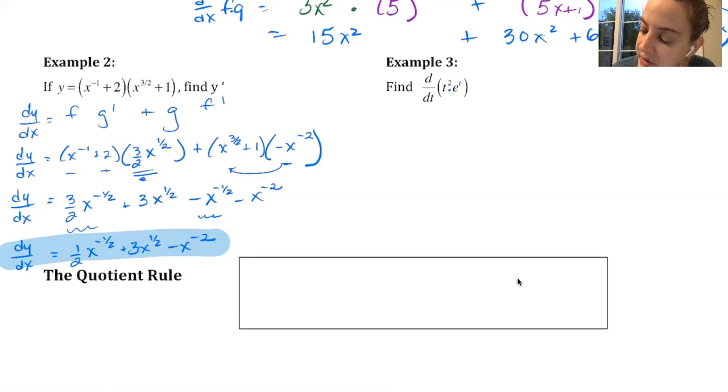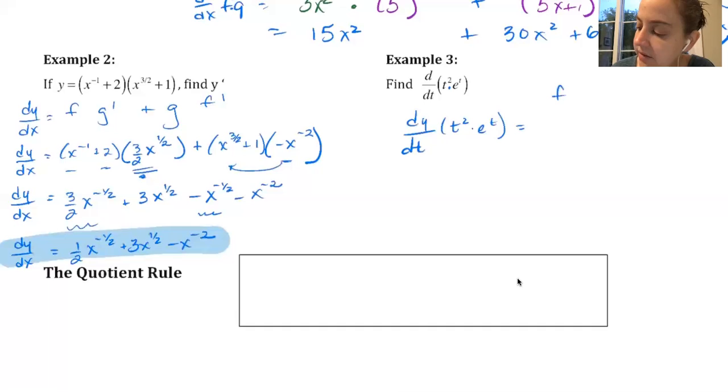Remember, these are being multiplied. So if I want dy/dt, t is our independent variable here, of t squared e to the t, remember my formula, fg prime plus gf prime. So f is t squared, g prime is the derivative of e to the t. I know we just learned that in our last lesson. It's e to the t, plus g is e to the t, and f prime is the derivative of the first term, which would be 2t.